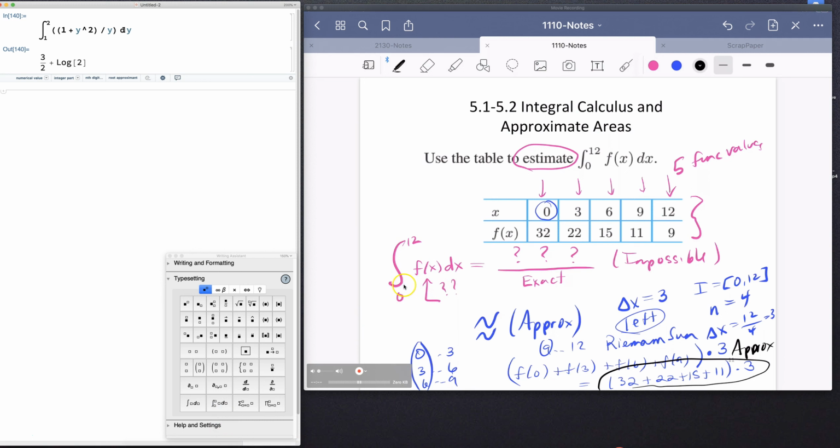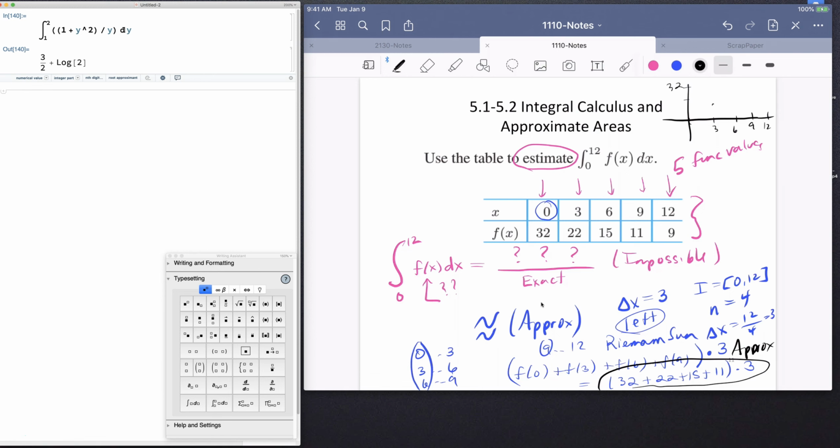So that is another kind of problem when it comes to definite integrals. They could give you a definite integral, say, please find it, but you don't have enough information to find it exactly, but you can approximate the answer. So we can see here that in general, this function is going from 0 and 3 and 6 and 9 and 12. We had 32 for the function, 22 at 3. We can see that 15, so we can see that our function value is getting smaller and smaller, 11 and then 9.